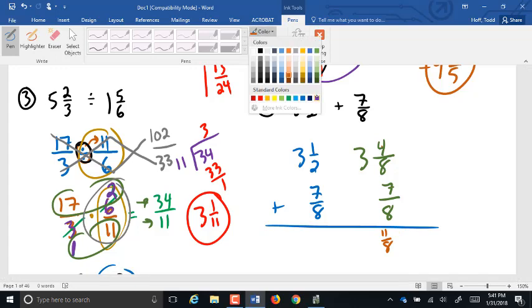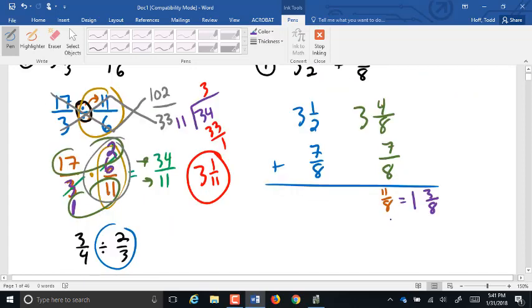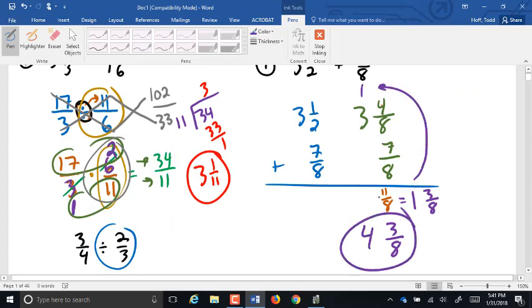Now that's bigger than 1. So if we take 1 out of there, how many pieces are left over? 3. 11 minus 8 is 3. So there's 3/8 left over. So we keep the fraction portion, we keep the 3/8, and we carry the 1. And 1 plus 3 is 4. So 4 3/8. Any questions there?